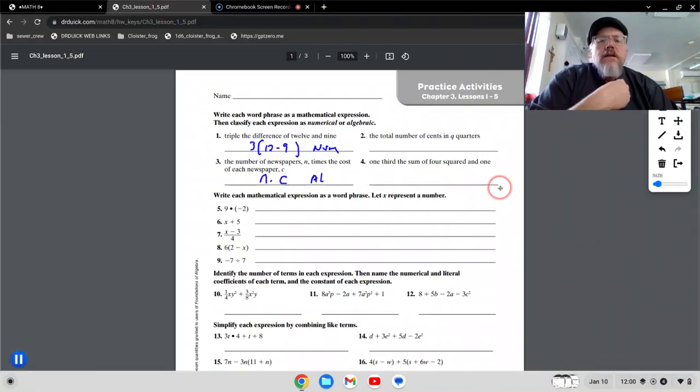So these are the practice activities for Chapter 3. It's lessons 1 through 5. This is how you prep for a test. I'm going to do the odd ones, and then obviously the even ones, they're on you.